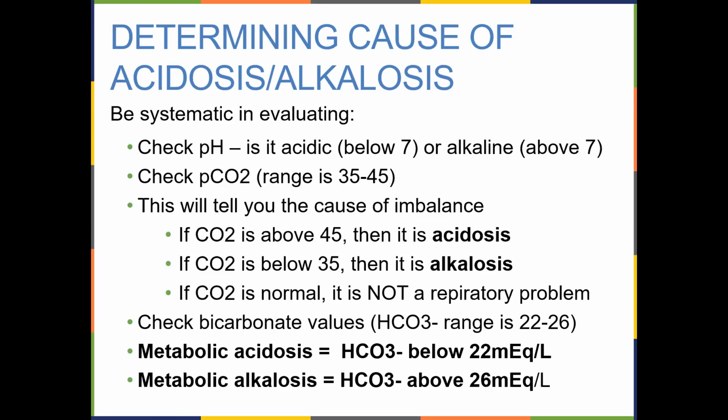If the pH is below 7 and the CO2 is above 45, it's acidosis, because higher CO2 causes more carbonic acid. If it's below 35, it's alkalosis, less carbonic acid. So if pH is below 7, check the CO2. If pH is above 7, check the CO2. If the CO2 is normal, it is not a respiratory problem.